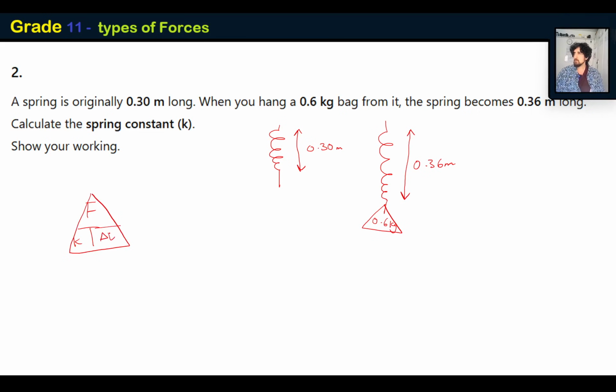Oh, it's getting harder and harder to write on this thing. So let me try and make my handwriting a lot better. So I have the force, don't I? No, I don't have the force. I need to work out the force. Okay, so step 1. What do I have? I have the difference in length, which is delta L, which is going to be 0.36 minus 0.3, which is equivalent to 0.06 meters. So that's good. I have that. And then I can find the force, which is going to be mass times gravity because it's just hanging. So that's going to be 0.6 times 9.81, which is approximately 5.9 newtons.